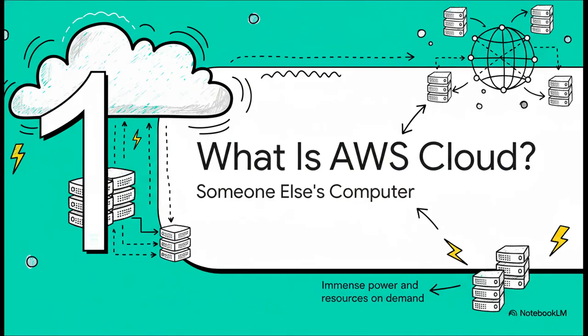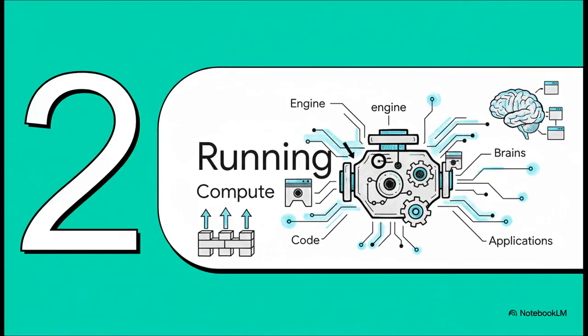So what is the cloud anyway? At its core, it's really just someone else's computers that you can rent. But with AWS, we're not talking about a couple of servers in a basement. We're talking about a massive global network of data centers, giving you instant access to unbelievable amounts of power whenever you need it.